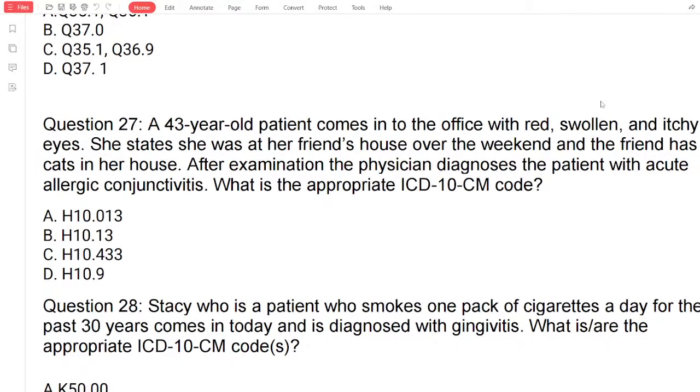27. A 43-year-old patient comes into the office with red, swollen, and itchy eyes. She states she was at her friend's house over the weekend and the friend has three cats in her house. After examination, the physician diagnosed the patient with acute allergic conjunctivitis. So, what is the appropriate ICD code?